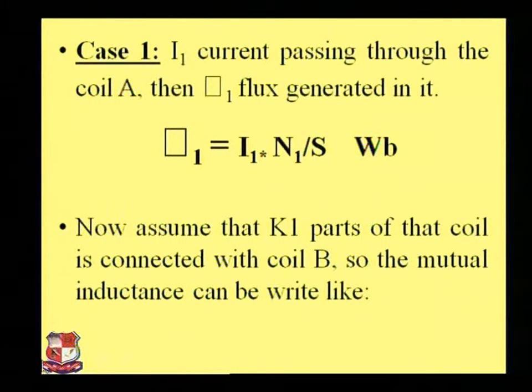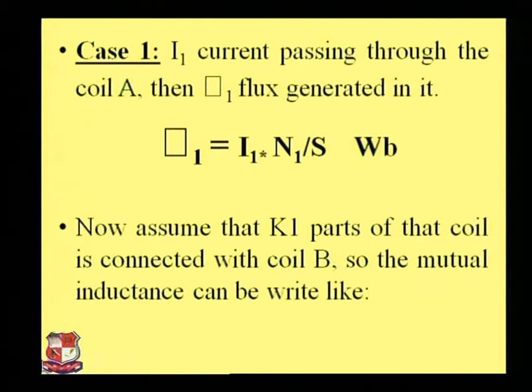Case 1: when the current I1 passes through coil A, the flux phi1 is generated in coil A. So phi1 equals I1 into N1 by S Weber. The flux is measured in Weber. Again I am repeating, the flux phi1 is produced when the current I1 is flowing through coil A.